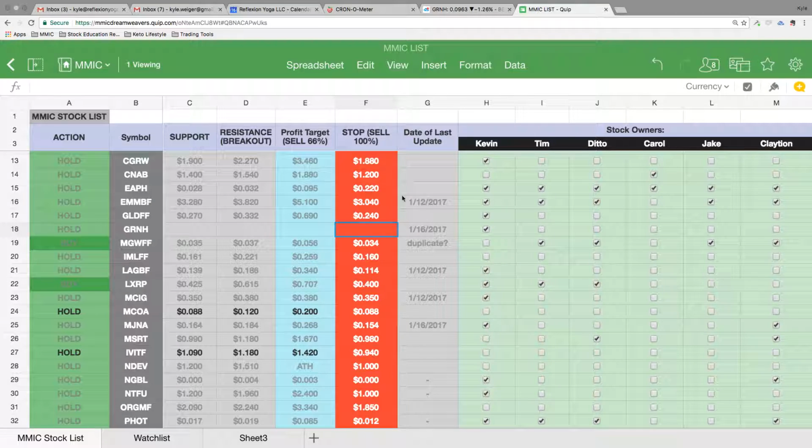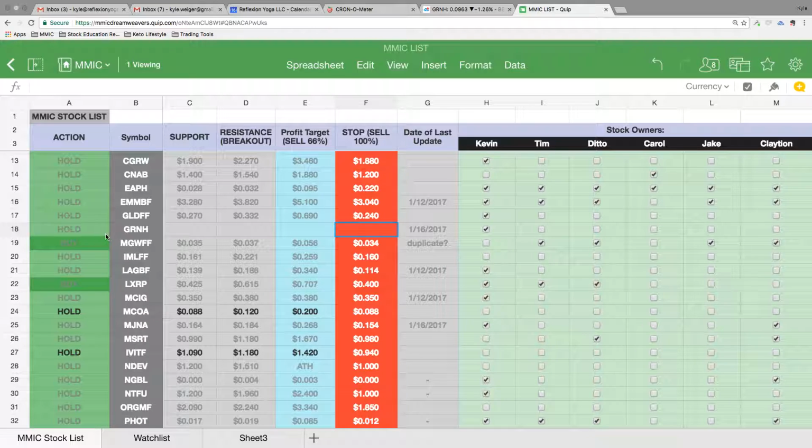MMIC. It's your good pal Kyle here in Costa Mesa, California, and we are going to talk about the MMIC list and why we're putting certain numbers in this list to set alerts for support, resistance, profit target, and stop sells. So this is a formula I went over with Kevin, and it's very simple. It has the least amount of indicators, and right now we're going to really bank on support and resistance to read these potential breakouts or the potential sell points.